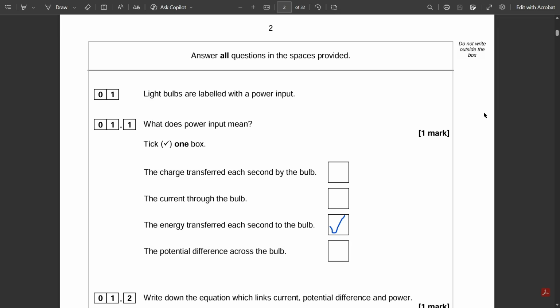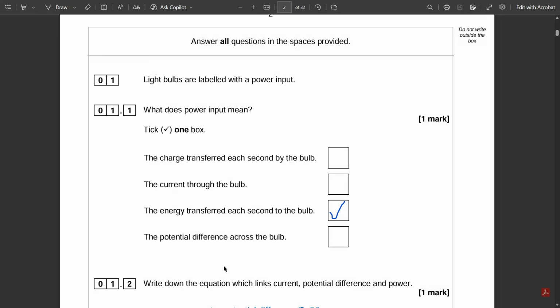And now question 1. Light bulbs are labelled with a power input, and for 1.1, what does the power input mean? We're just given 4 options: the charge transferred each second by the bulb, the current through the bulb, the energy transferred each second to the bulb, and the potential difference across the bulb. Now, the only one that's actually correct is the energy transferred each second to the bulb. If you think about it, the energy transferred each second is the power input, the current is the current, and the potential difference is the difference.